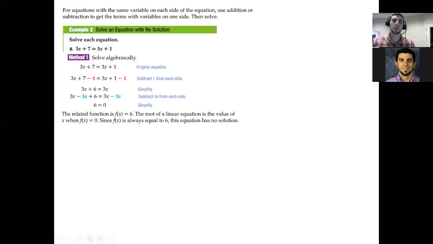Okay, and if you think about it, if you plug a number in, you're going to multiply it by 3 and then add 7 on this side, but on this side you're going to add 1. It's never going to work out because you're adding different amounts to either side.